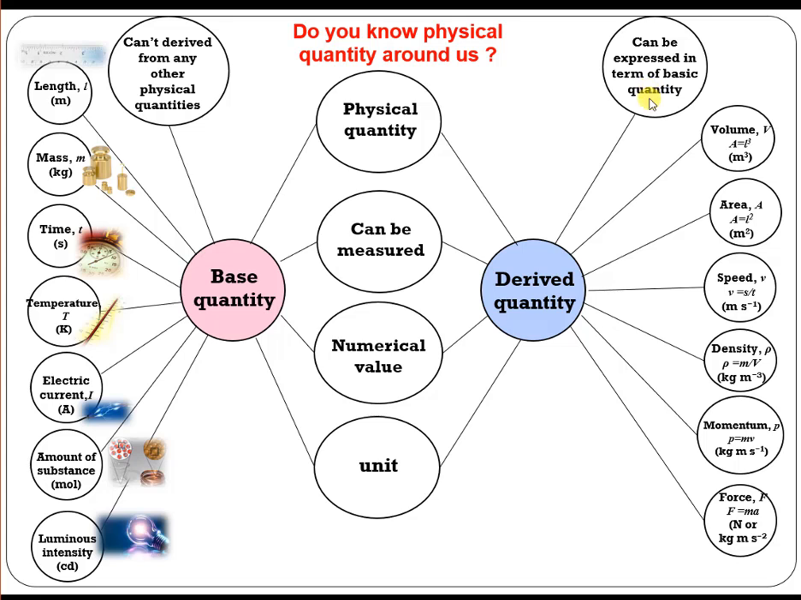Derived quantities are quantities that are formed by combining base quantities. For example, area is length multiplied by length, so the unit is meter squared. Speed is distance divided by time, so the unit is meter per second. Density is mass divided by volume, so the unit is kilogram per meter cubed.